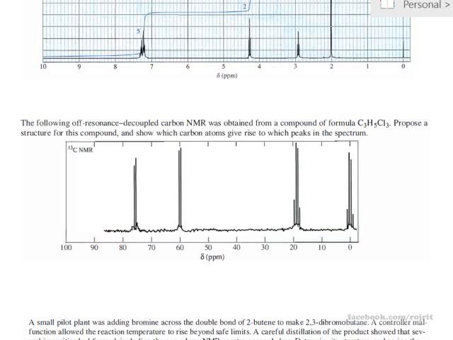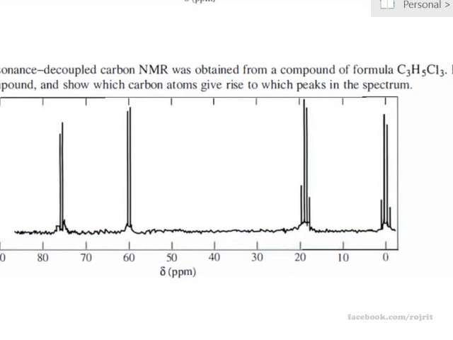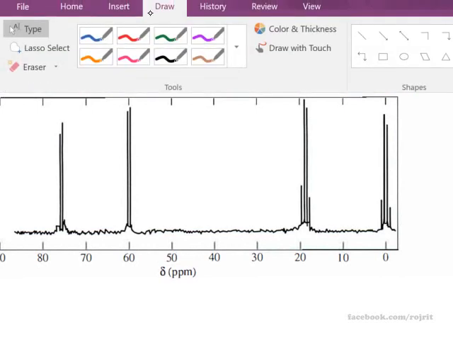So you have to use the position and also the splitting pattern, right? So it is C3H5Cl3. I zoom in a little bit like this. Okay, let's play. So you shall pause here, and then after you know the answer, come back again. Okay, now let's take a look at the answer for this question.